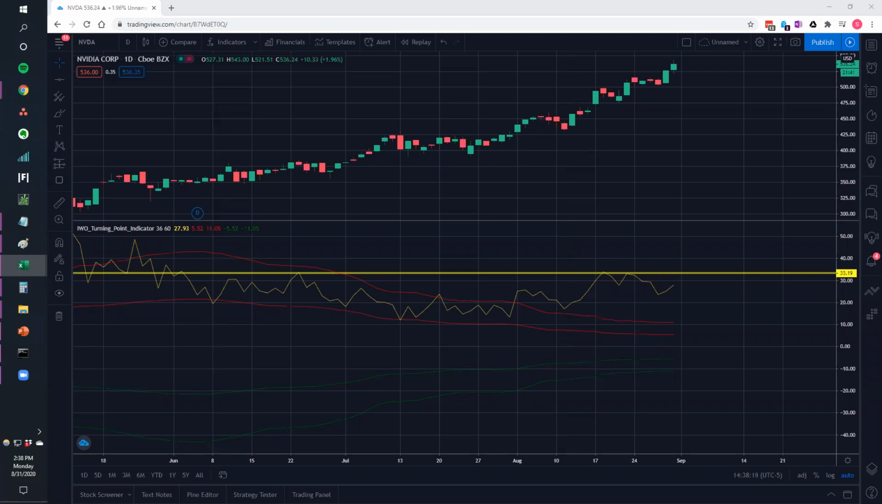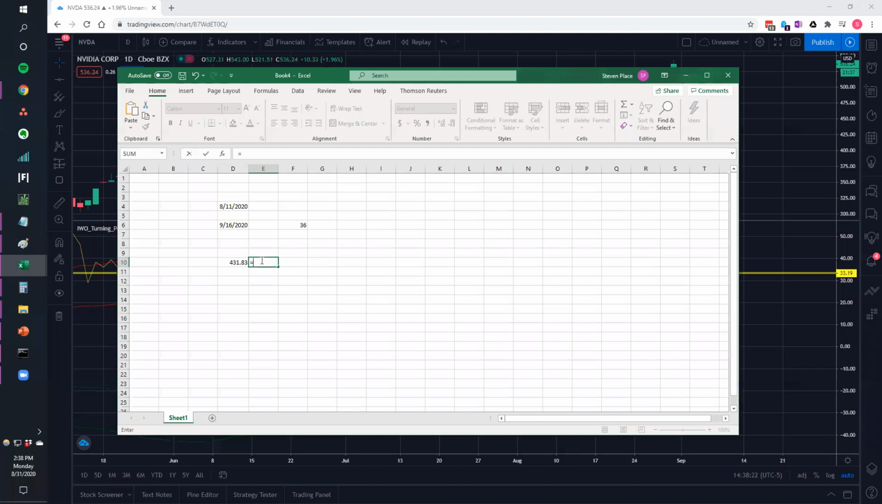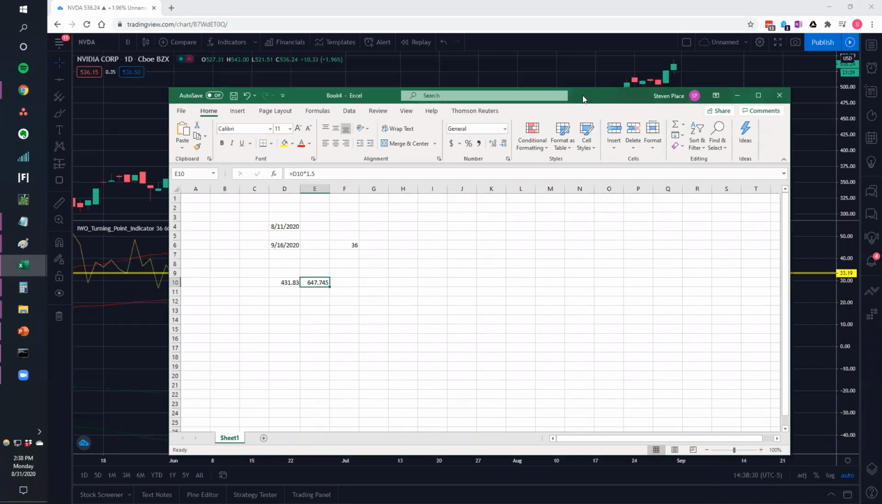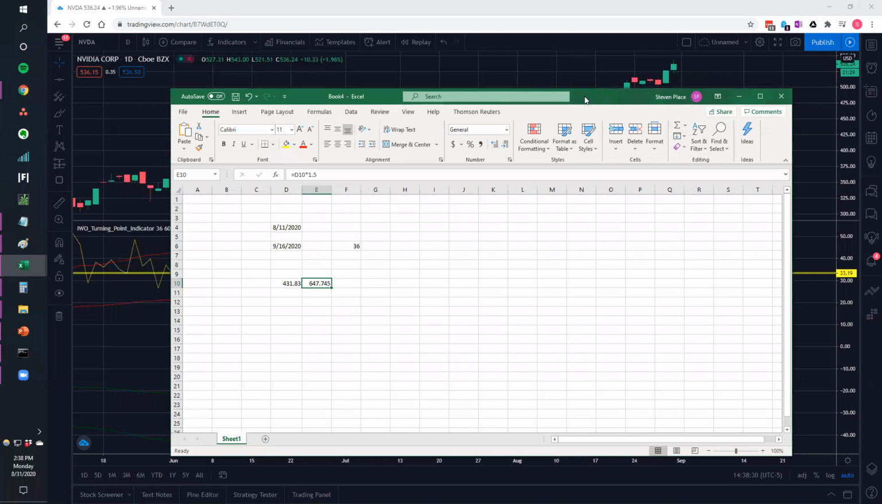All right. And because it's NVIDIA, we're dealing with such large numbers, right? We're dealing with 50% higher. That's going to be 647. What I'm looking at right now for my trade setups is I am looking to sell options. I'm looking to sell call spreads in the 600 strike range.